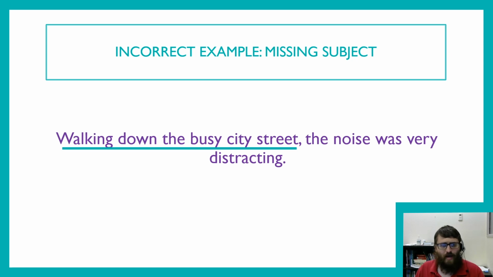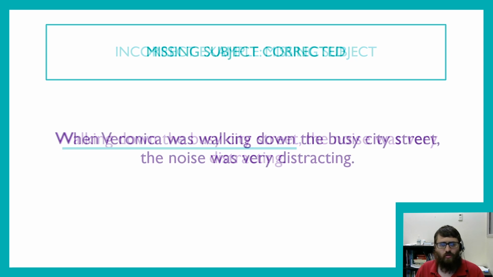Again, we have a couple of options. We could add a subject to the first clause here, turning it into a proper subordinate clause as well as a relative clause. We could say, when Veronica was walking down the busy city street, the noise was very distracting. In this case, we know it was Veronica walking down the busy street. It turns it into a proper subordinate clause, which supplements the independent clause, the noise was very distracting.